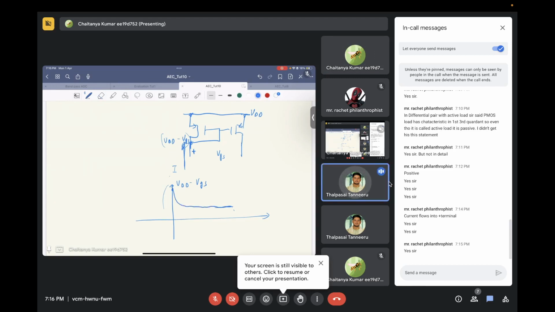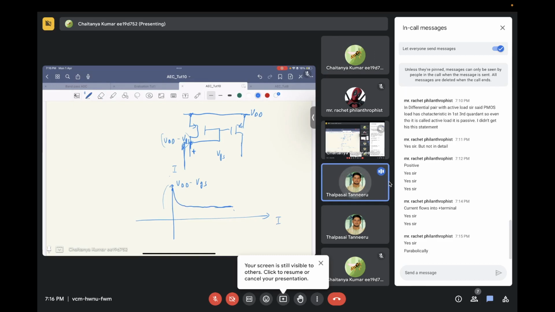Sir, but current should be negative. No, for PMOS. Sorry. Yeah, correct. It basically varies like this. Correct.